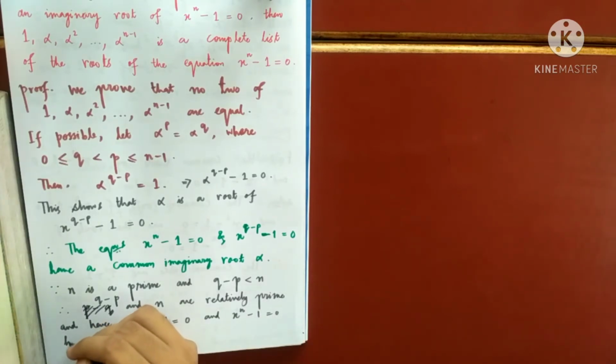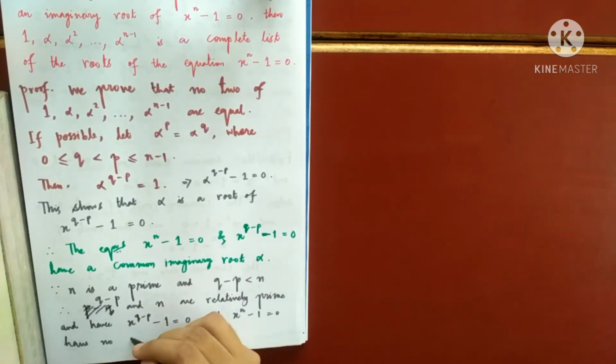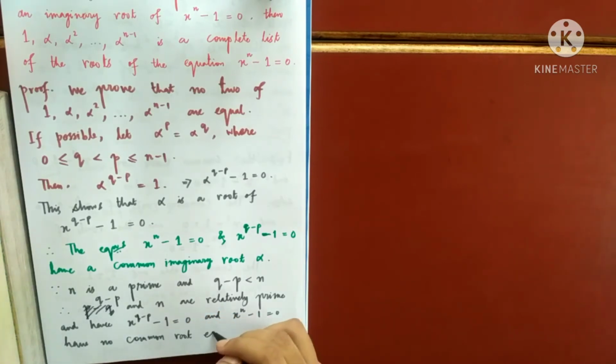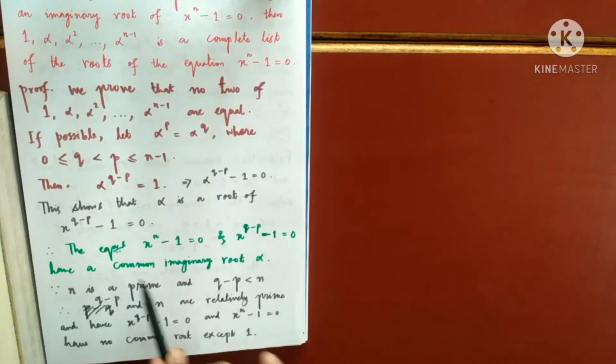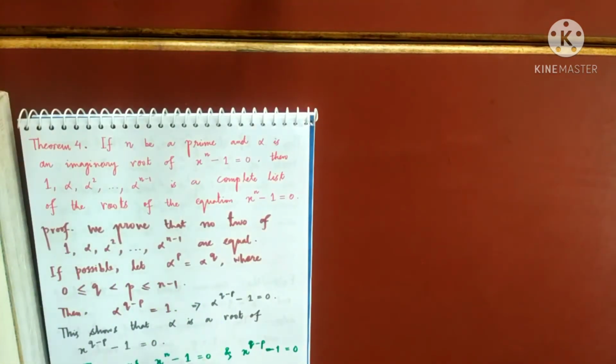have no common root except one. But which is a contradiction. See, they have a common root, common imaginary root alpha. So this is a contradiction, right? You might write this is a contradiction. So hence all of them are distinct, because this contradiction happened due to this assumption. Therefore all of them are distinct.